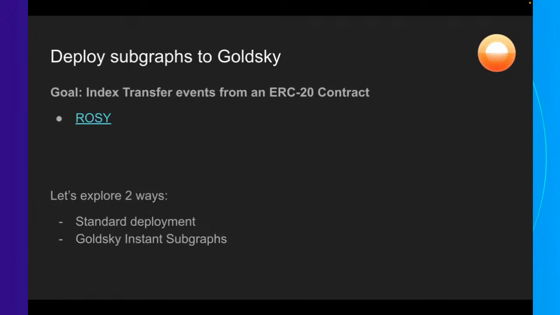So the idea here is that I want to walk you through the basics of doing a standard deployment first, which is basically the way you will be doing deployments using the Graph CLI. And then we're going to be looking into how to deploy these subgraphs also using Goldsky instant subgraphs, which, as I mentioned before, is a very convenient way to deploy subgraphs because you don't really have to deal with any code at all. We're going to be creating the code for you.